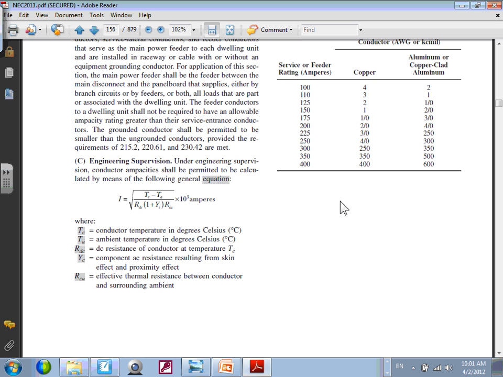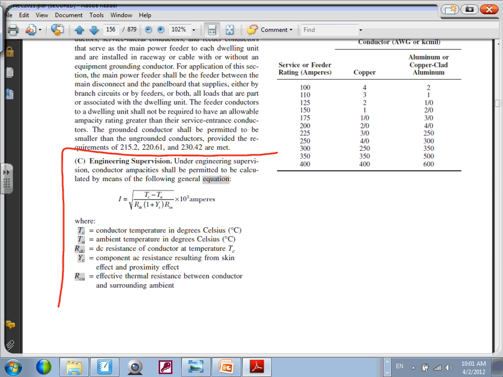What I want you to highlight is this one, Chris. Under engineering supervision, I can use different amps for the conductor. That's where the engineers hide behind this. Under engineering supervision, conductor ampacity shall be permitted to be calculated based on this. AmpCalc software will get you different calculations. So if you see a conductor carrying different amps, and it's an engineered project, catch-22, then you can give him the benefit of the doubt.